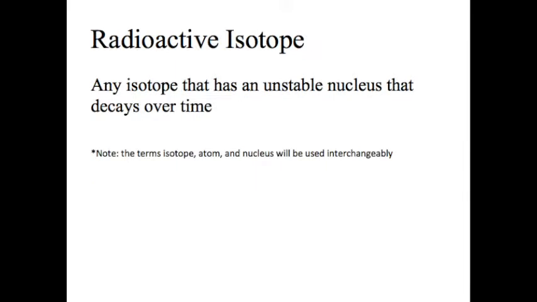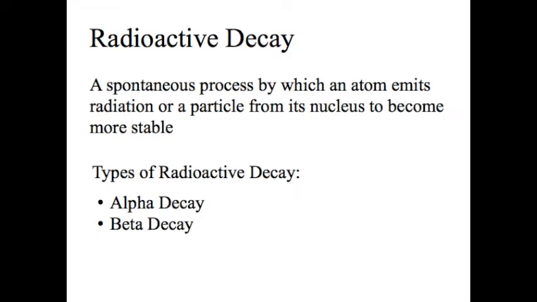A radioactive isotope is any isotope that has an unstable nucleus and decays over time. When an isotope is radioactive, it can spontaneously undergo a process called radioactive decay, where an atom emits radiation or a particle from its nucleus to become more stable. The two types of radioactive decay we will discuss are alpha decay and beta decay.